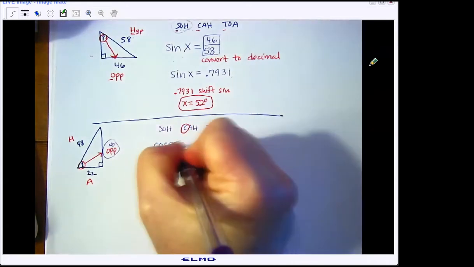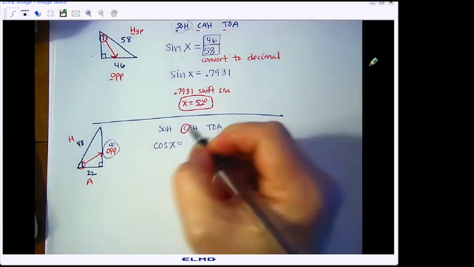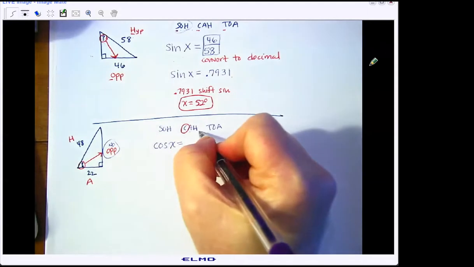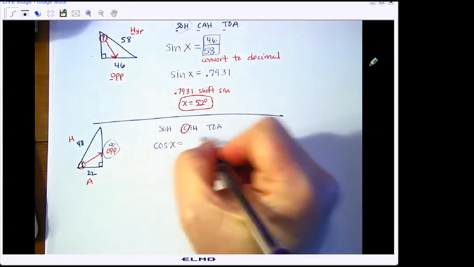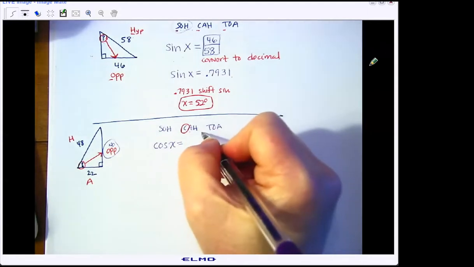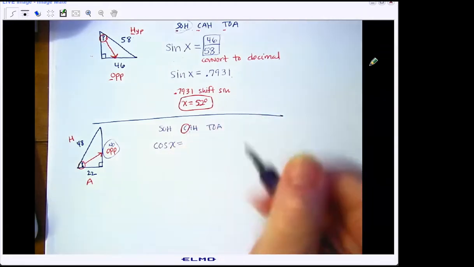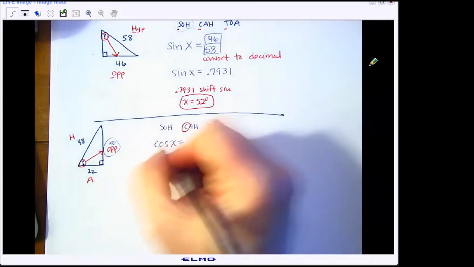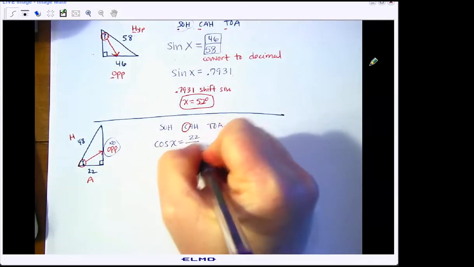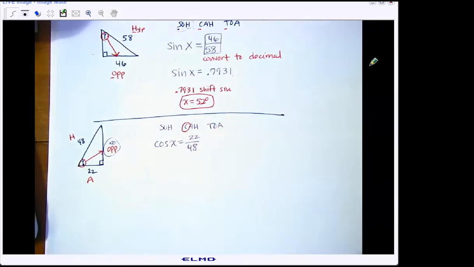Cosine of x is equal to adjacent over hypotenuse. Remember the CAH is just how to set it up. It's not the trig function. Cosine is the trig function. Okay, adjacent, which is 22 over H, which is 48.